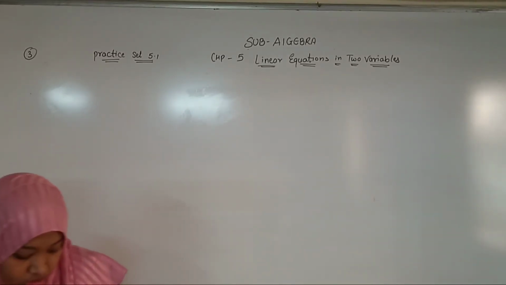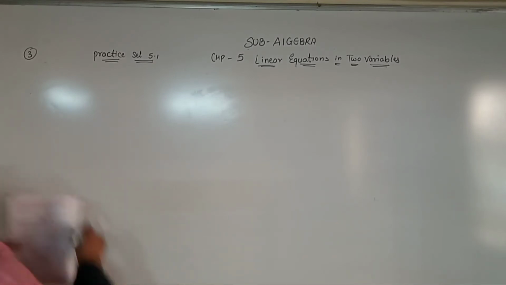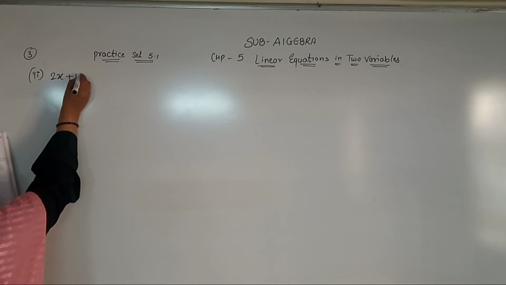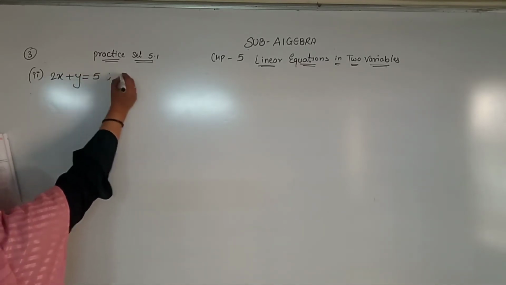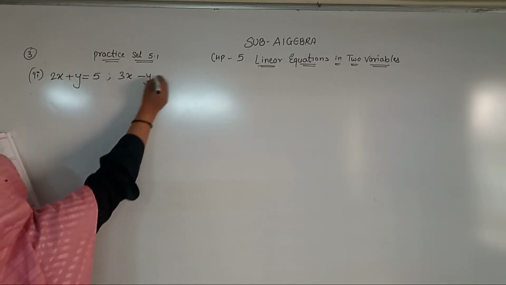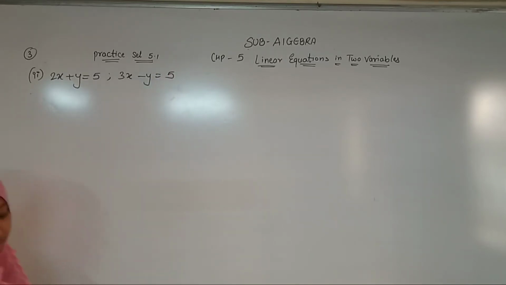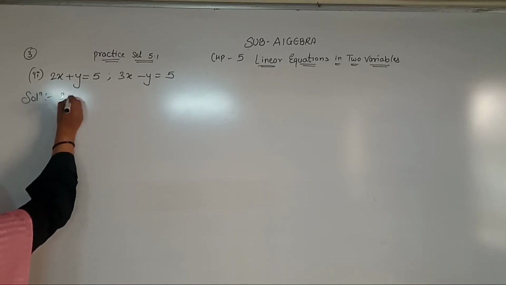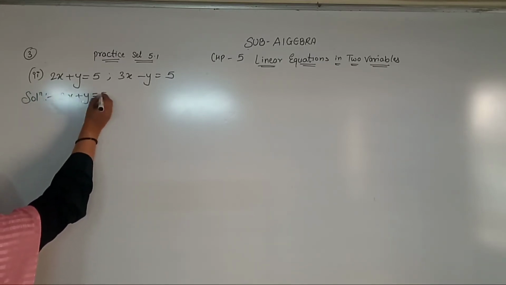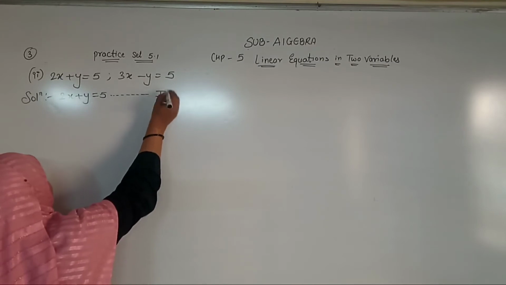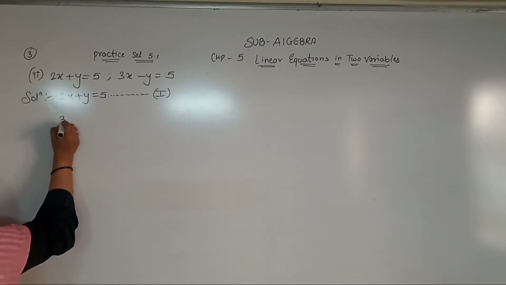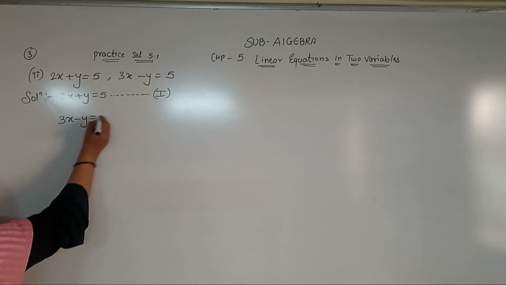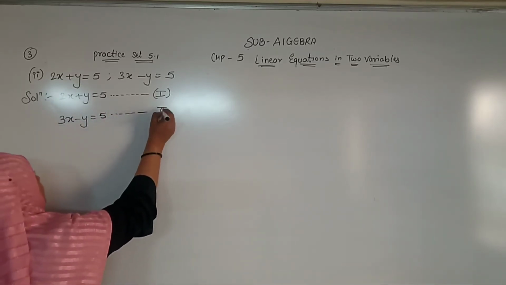Okay. Now question number 2. What is that? 2x plus y equals 5 and 3x minus y equals 5. Now students, what am I going to do? I will put 2x plus y equals 5 as equation number 1, and 3x minus y equals 5 as equation number 2.